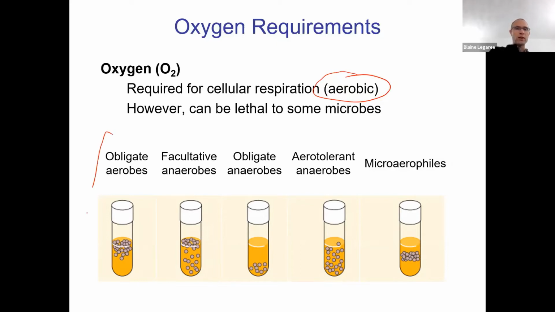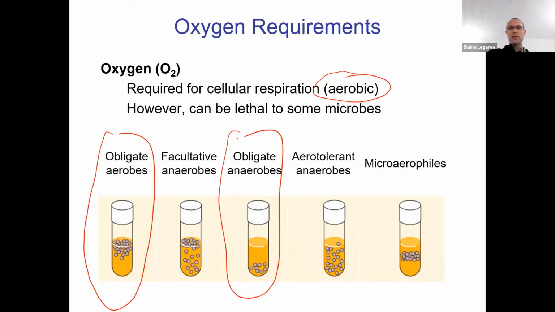Some of them are obligate aerobes. So that means they require oxygen. Obligate means obligated. Some are obligate anaerobes. That means that they require no oxygen. Oxygen will actually kill them. And then there's other things in between. Another one is facultative anaerobes, which means they're okay if there's oxygen, they're okay if there's not. And E. coli would be included in that particular category.